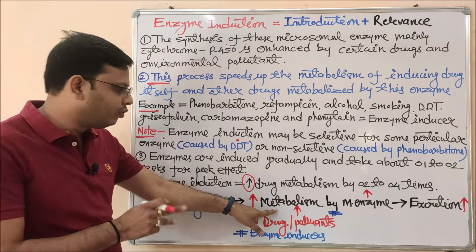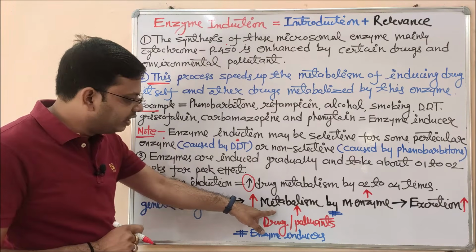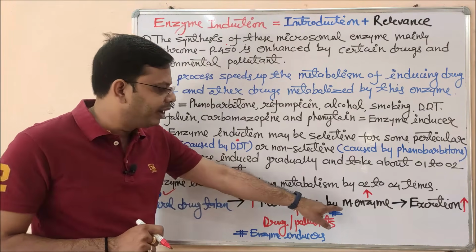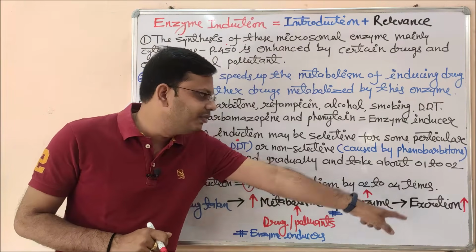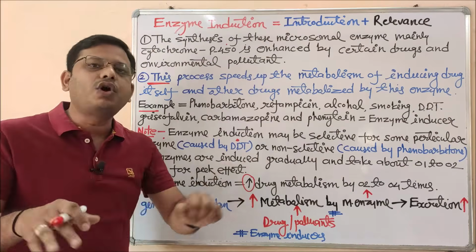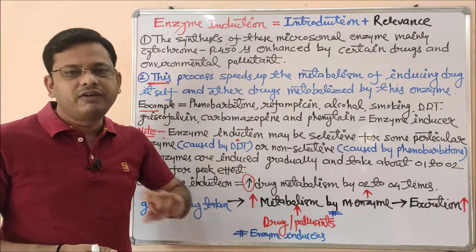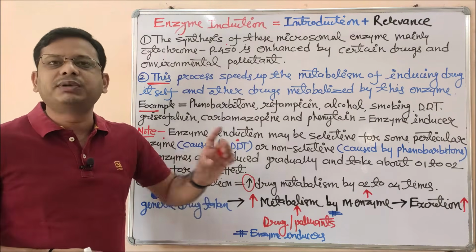Ignore the red lines here, only focus on the black one. They will go for metabolism by the microsomal enzyme, and finally convert into a water soluble substance, so that they may get excreted from our body. This is a normal process. Nothing is going wrong there. Everything is up to the mark, as per the process.